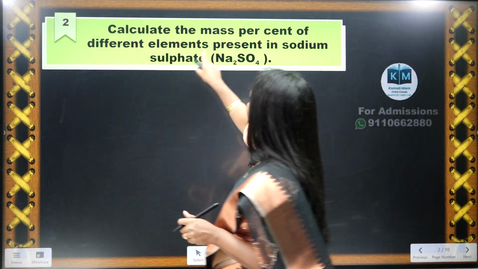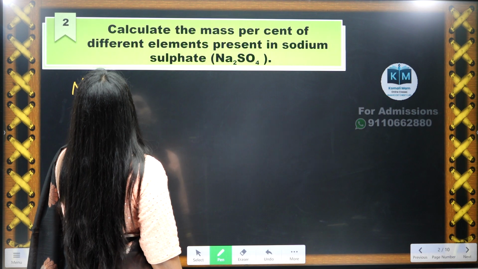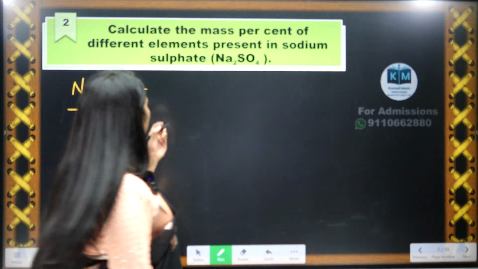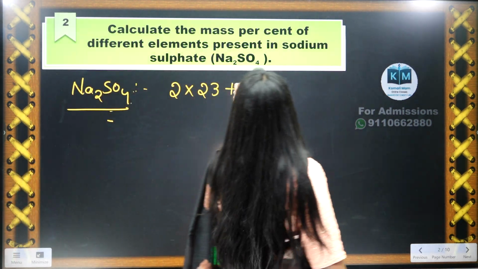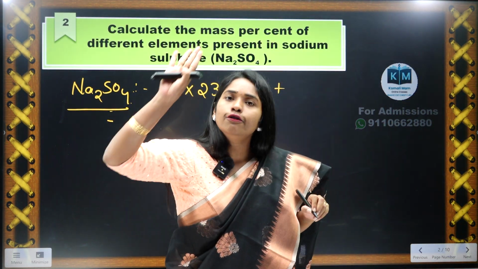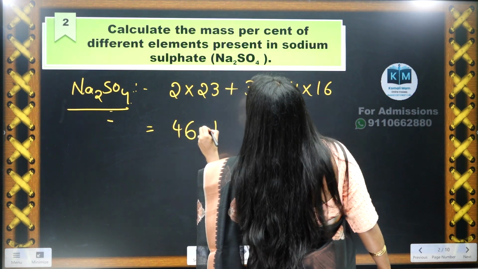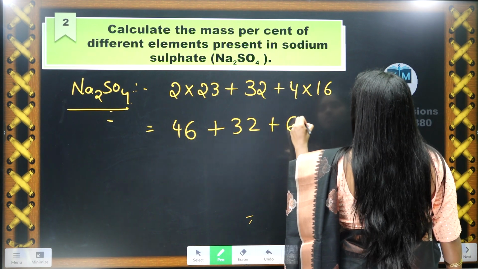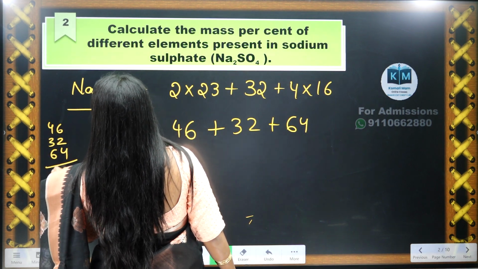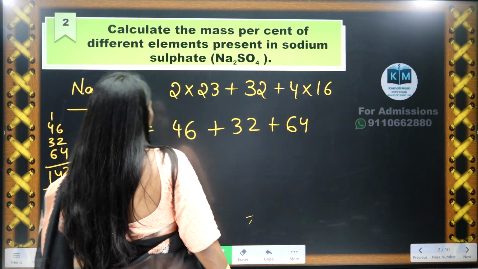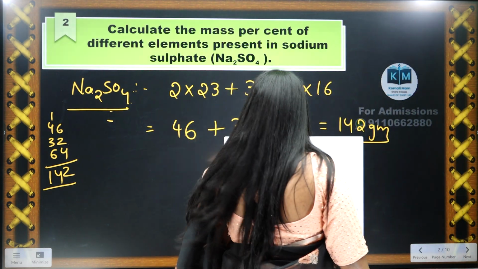Calculate the mass percent of different elements present in sodium sulfate. How to calculate mass percentage? Let us see. Na2SO4. How many sodiums are present? 2 sodiums. So 2 into 23, each sodium molar mass is 23. 1 sulfur is how much, students? 32, plus each oxygen is 16, total 4 oxygens are present. So 4 into 16. Then how much will it be? 2 into 23, 46, plus 32, plus 4 into 16, 64. Now add all this: 46 plus 32 plus 64 is 142 gram. Correct? You also got the same answer. 142 gram.